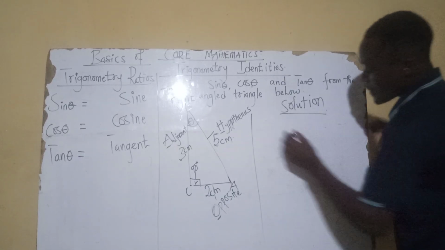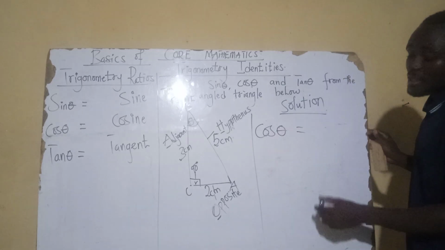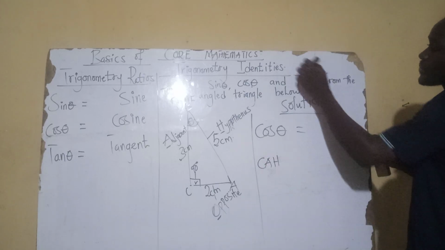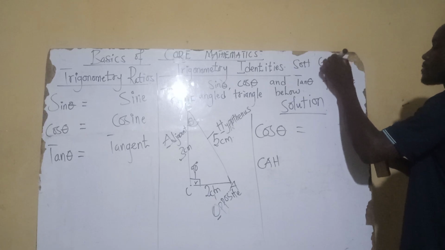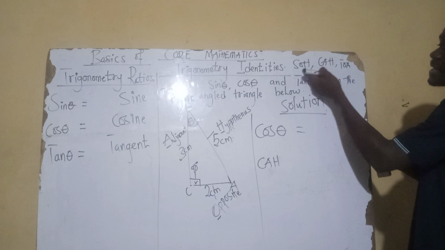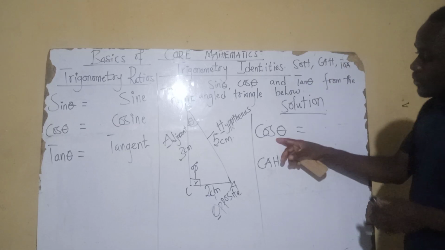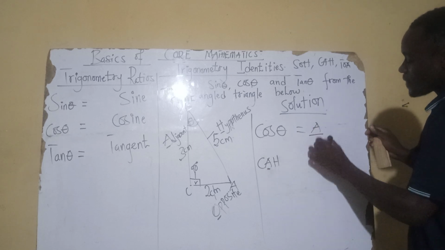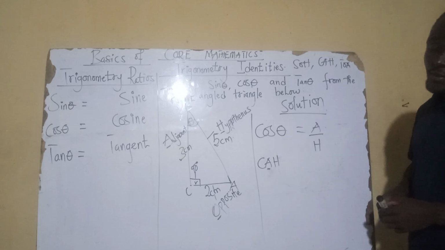So cos of the reference angle theta, we say cos means what? CAH. So cos is CAH. So remember we have SOH, CAH, TOA. This one is for the sine, this one is for the cos, and this one is for the tan. So cos theta means CAH, which means adjacent over hypotenuse. Are you with me? Adjacent over hypotenuse. And this is what we are getting.